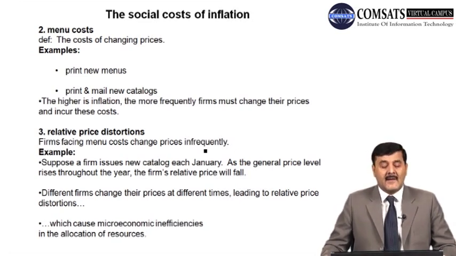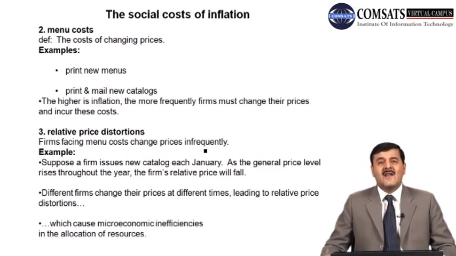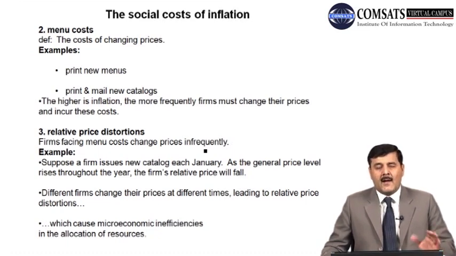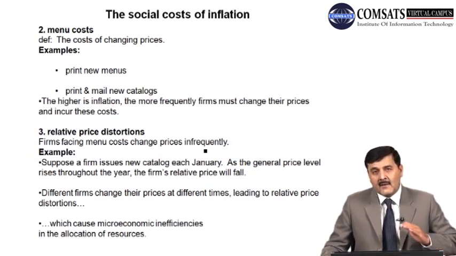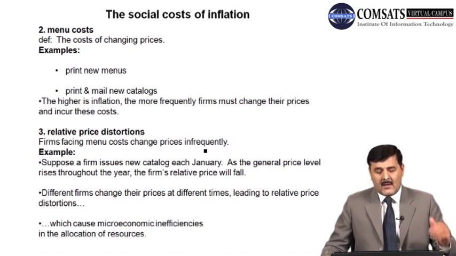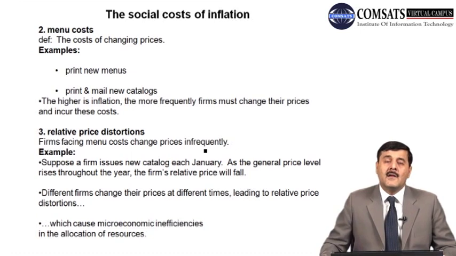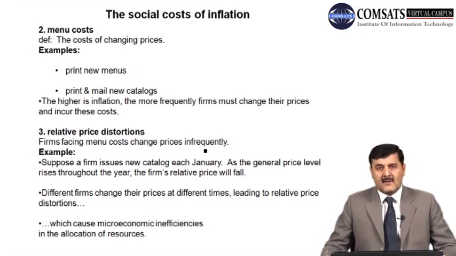The third is the relative price distortions, right? This is another sort of cost that the society has to pay: firms facing menu cost change prices infrequently. For example, suppose a firm issues a new catalog each January. As the general price level rises throughout the year, the firm's relative price will fall, right? We know that most firms change their manual once a year, normally in January. But if there is a continuous increase in the general price level in the economy, the firm's relative prices actually fall because of that continuous increase in the price level.